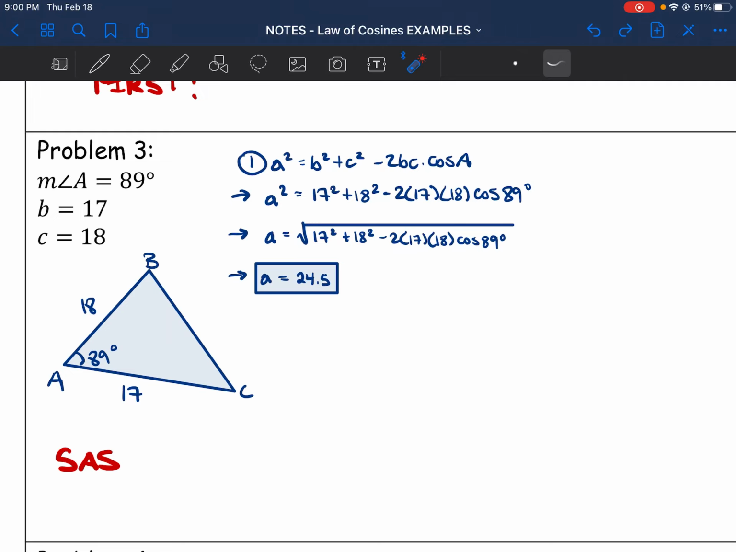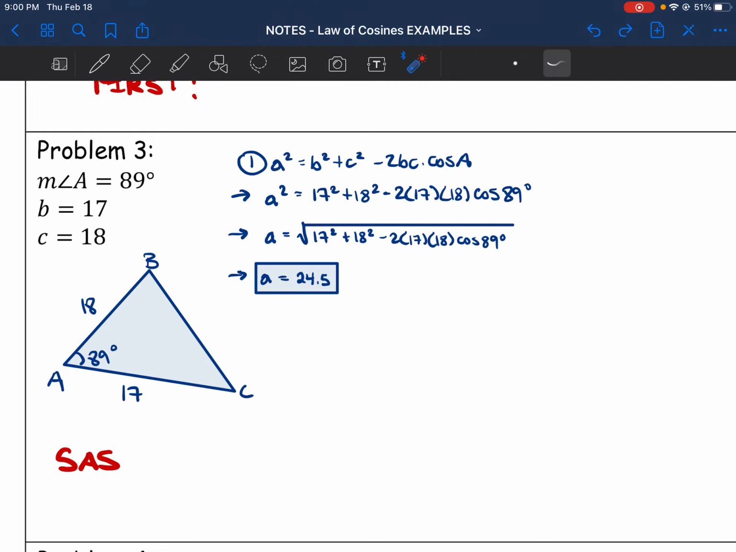What I think would be a good idea is for you to pause the video at this point, plug this into whatever calculator you're using, make sure it's set to degrees, and make sure that you get the answer that I got, which is 24.5 for side A. If you're getting the correct answer, 24.5, then you're plugging this into the calculator correctly. All right, the second step.